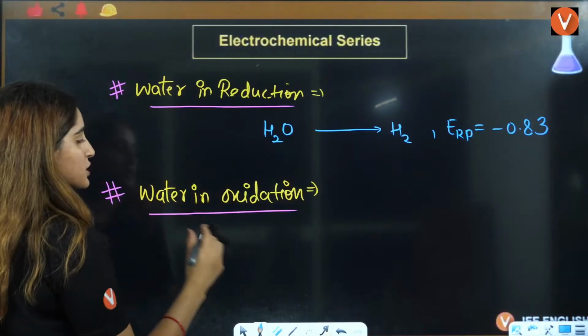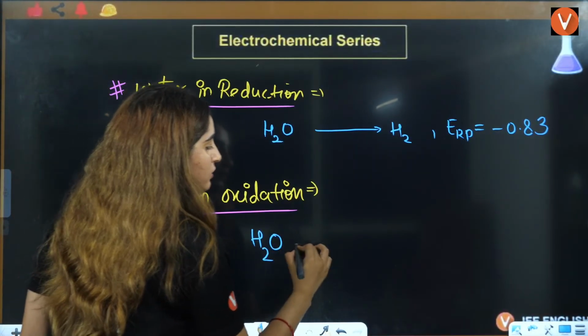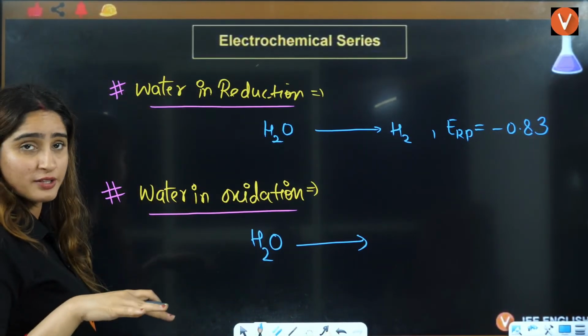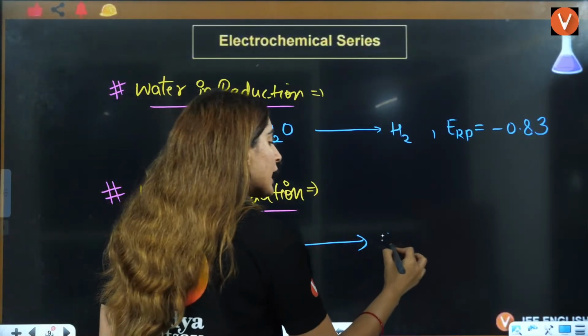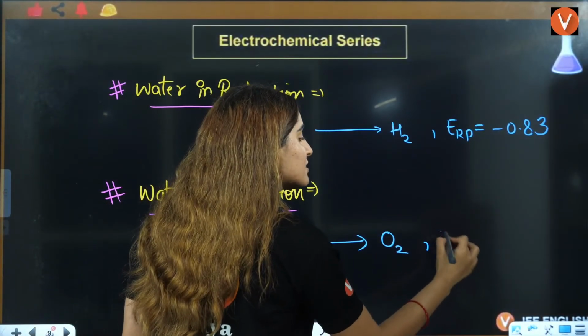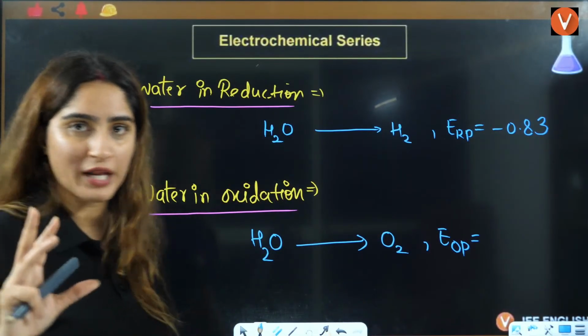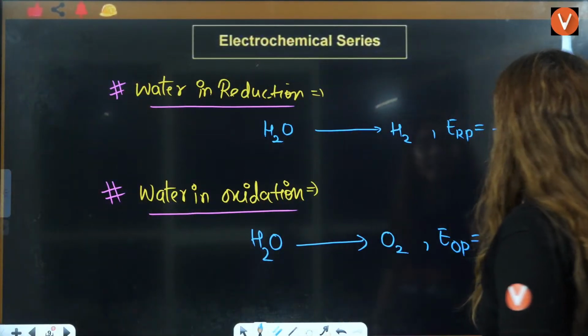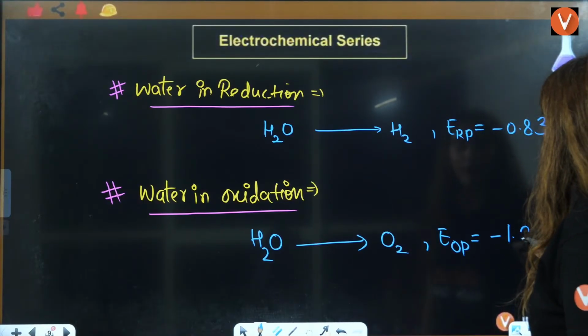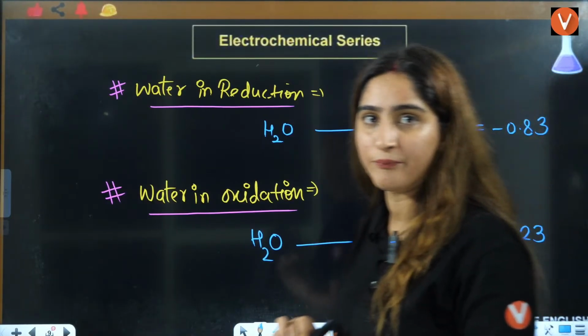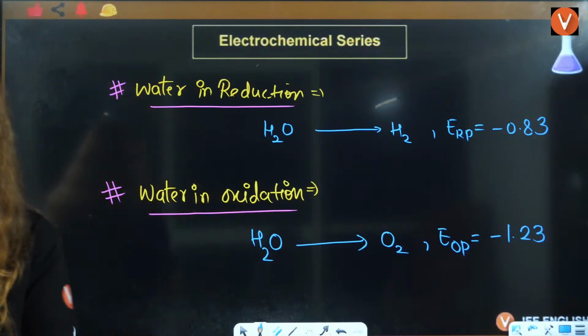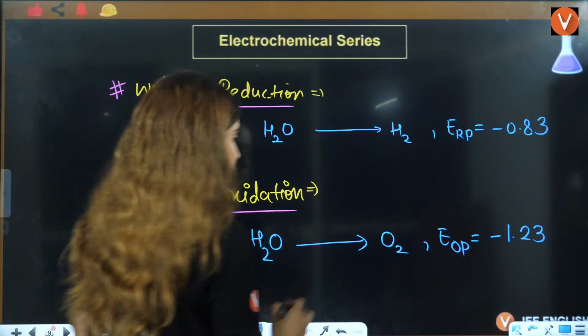Now, if water is undergoing oxidation, that means loss of electrons, it will give you O2. In this case we are checking the oxidation potential, and that is going to be minus 1.23. These are the values that you should remember.